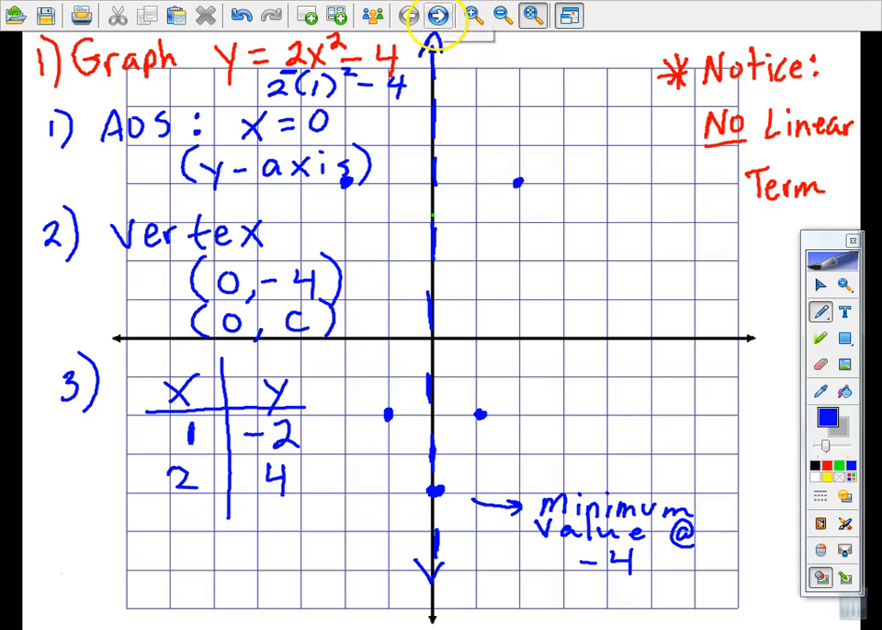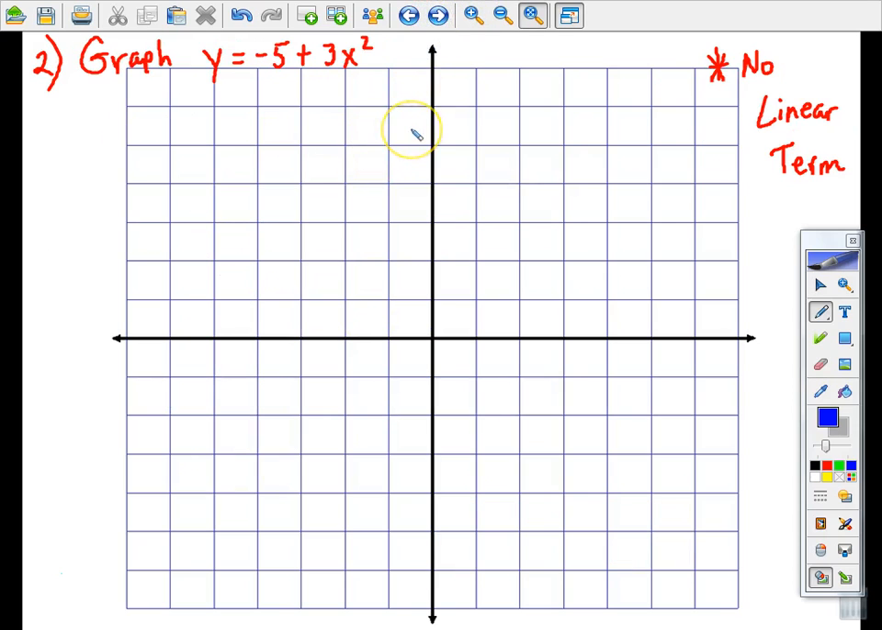Okay, we're only going to do one more of these, and then we're going to go to the ones that do have a linear term because they're going to take a little bit more time. They're not quite as easy. So for this one, raise your hand if you can tell me what the AOS is. What is the AOS? That's where we begin. Thomas. Okay, we would say it's x equals 0. Very good. Or in other words, you could say it's the y-axis.